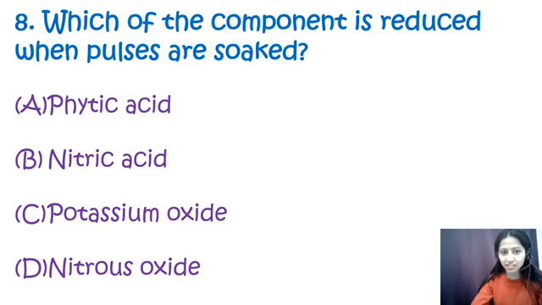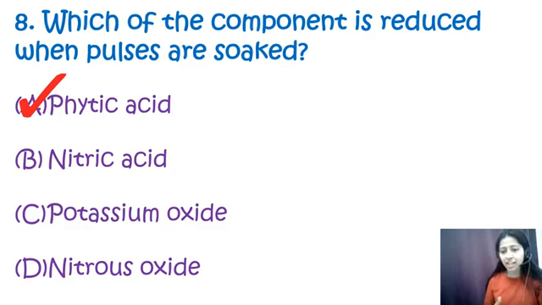Next, question number 8. Which component is reduced when the pulses are soaked? Options are phytic acid, nitric acid, potassium oxide, and nitrous oxide. So over here my correct option is A, that is phytic acid. When the pulses are soaked, the component that is reduced is the phytic acid.